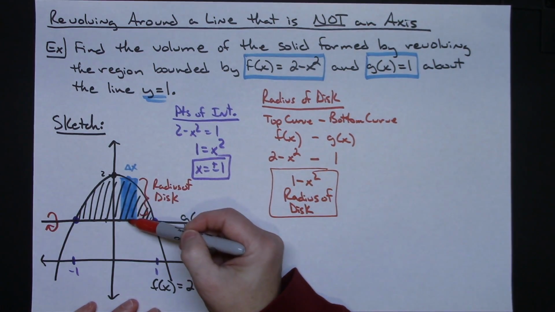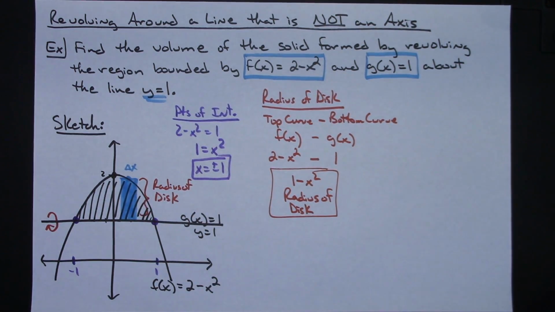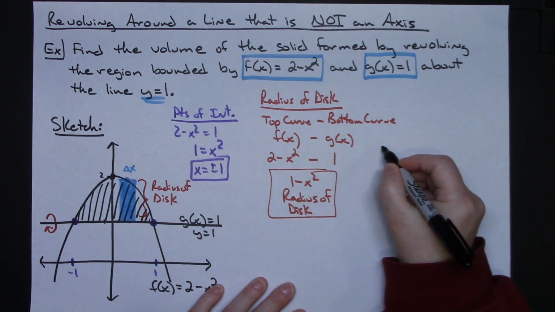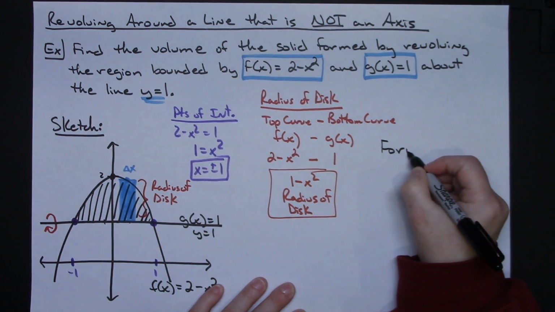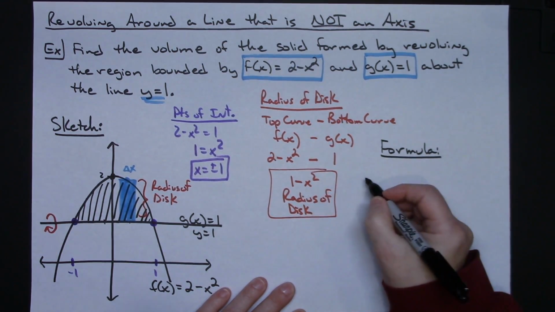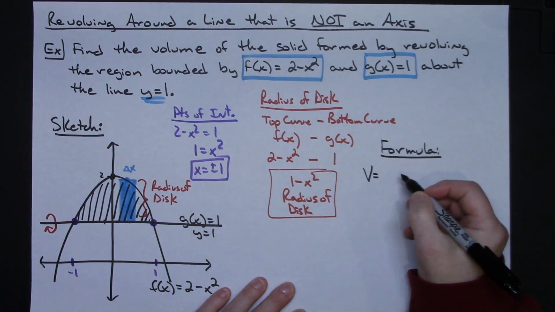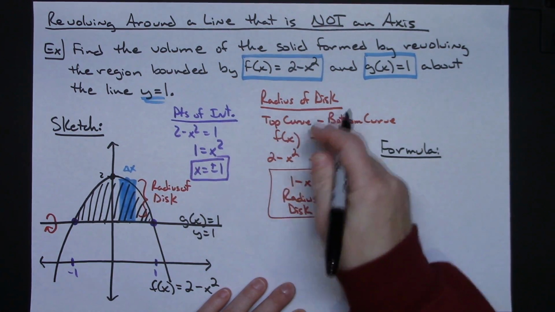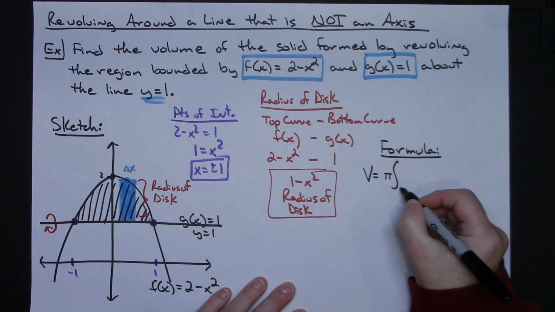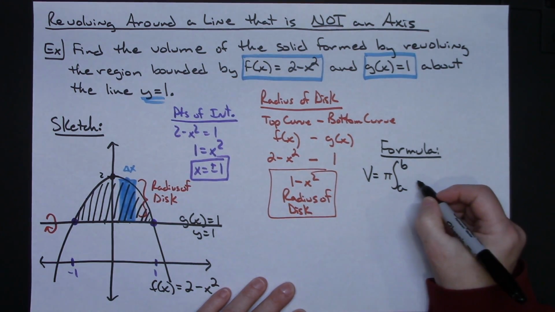The distance from here to here. Alright, now I think I'm finally ready to set up my formula for finding the volume of this. Okay, so my formula, V equals, and I'm going to rewrite the little formula here to reflect what we did here. It's going to be pi times the integral from a to b. Alright, what did we do?